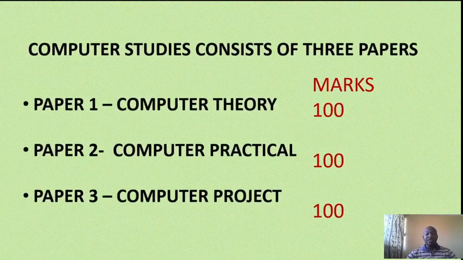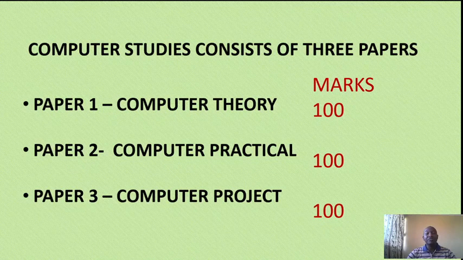Computer studies consist of 3 papers, and that means for you to get an A, you must pass the 3 papers. Basically, without talking about the ratio in which each paper contributes, we have paper 1, that is computer theory, with 100 marks. Then we have paper 2, that is computer practical. It also consists of 100 marks. Then we have paper 3, or computer project, that consists of 100 marks.